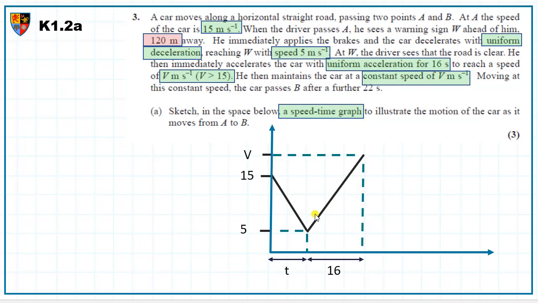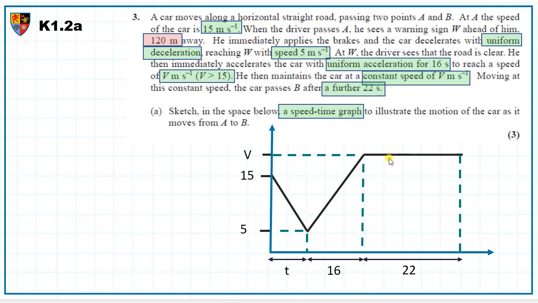What happens next? It maintains a constant speed. Constant speed is a horizontal line at V, and that is for 22 seconds. So I can put in my line and label my time: constant speed V for 22 seconds. Just putting the dash lines. You don't have to put them, but it does help make everything a bit clearer. Is there anything else I need to put in? No, I have gone from A to W to B. I don't label A, W, B in the diagram. That's not necessary.